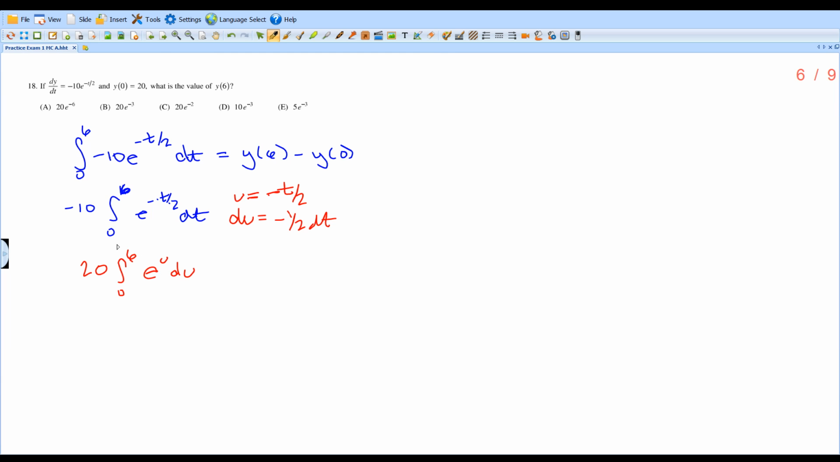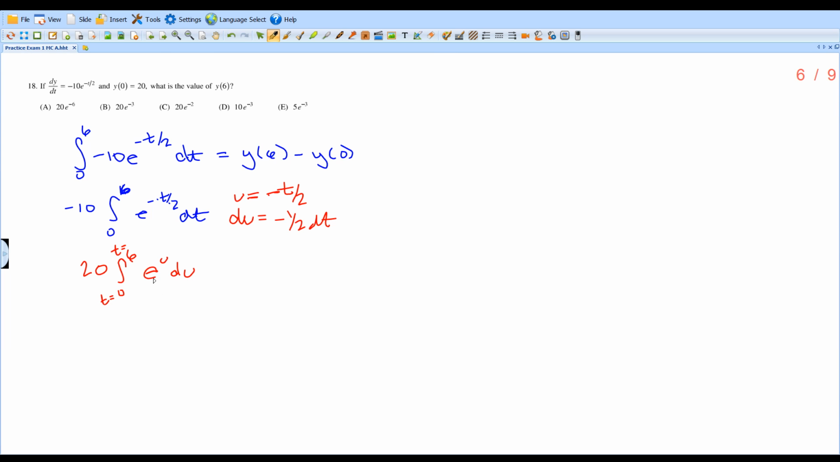Now keep in mind this is really t equals 6 and t equals 0. Not huge because I'm going to end up changing this back to being in terms of t anyways.